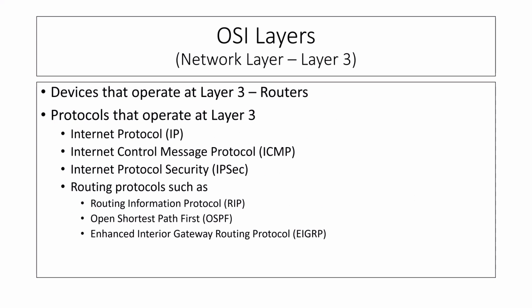Devices that operate at layer 3 are called routers. The protocols at layer 3 are the Internet Protocol, the Internet Control Message Protocol, or ICMP. When you use the command ping, that's one part of the ICMP protocol. Internet Protocol Security, or IPsec, and we have our routing protocols such as the Routing Information Protocol, or RIP, Open Shortest Path First, OSPF, and Enhanced Interior Gateway Routing Protocol, or EIGRP, among others.